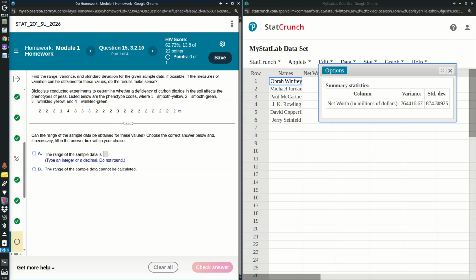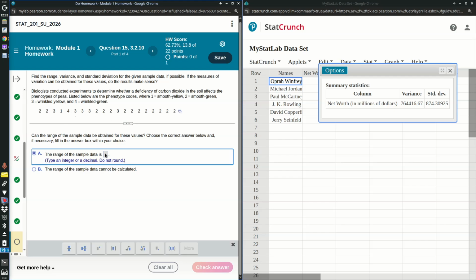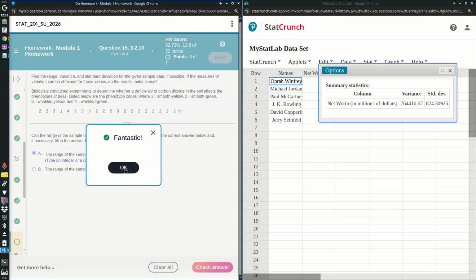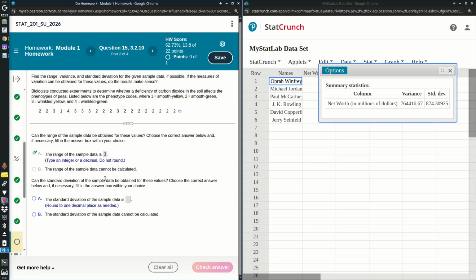Okay, again, this is numerical data, but it's really categorical. So they're using numbers to just represent colors here. So the range of the sample data, the biggest number is 4, the smallest number is 1. So the range would be 4 minus 1, which is 3. But again, this doesn't really make any sense because you can't subtract colors.